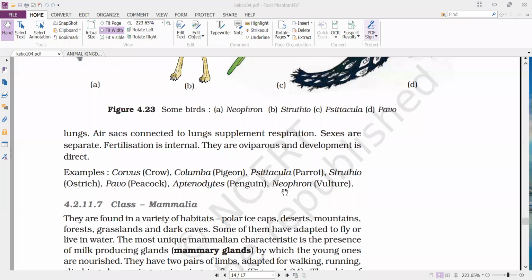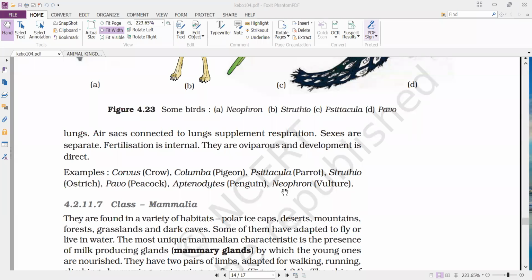Does anybody have any doubt regarding the characters that are exhibited by the Aves or birds?